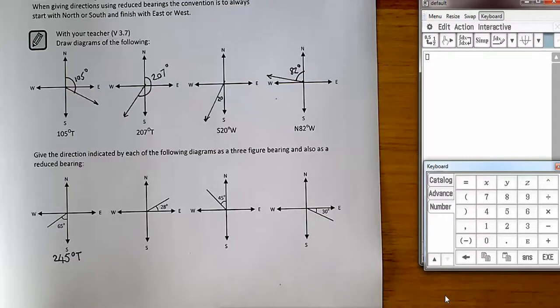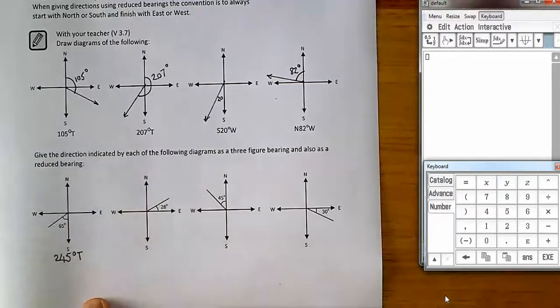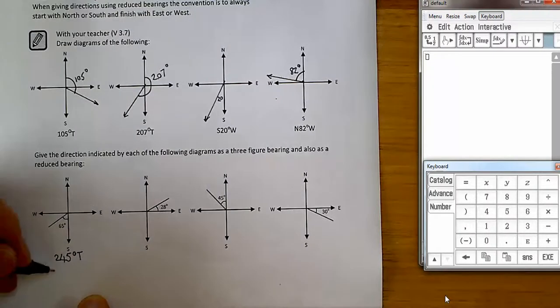Now there's another way we can write it too, using reduced bearings. And to use reduced bearings, we'll either start from north or south. Well, I'm going to start this one from south and rotate it 65 degrees towards the west. So I could write it like this. Start from south, rotate 65 degrees towards the west.